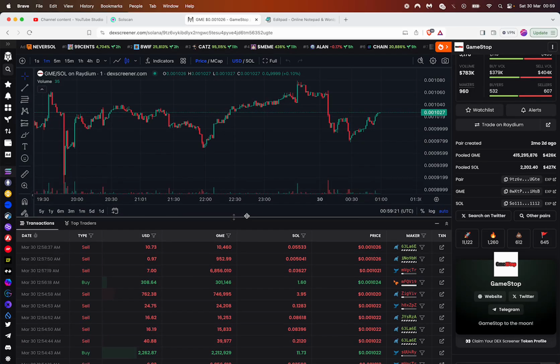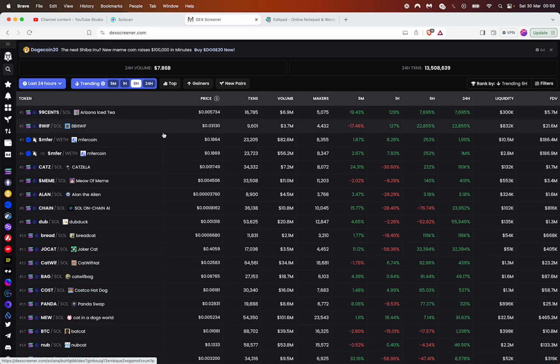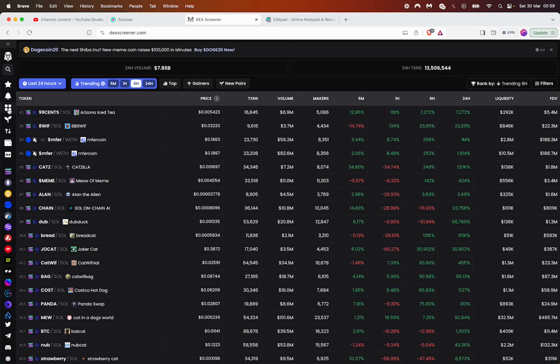Okay, first and foremost, what is Dexscreener? Dexscreener is just an interface that shows all the new tokens, or information about new tokens, across different chains, all the trades occurring for every token, and so on and so forth. So they have different columns here. You can see the new pair column, gainers and losers, and all these things.